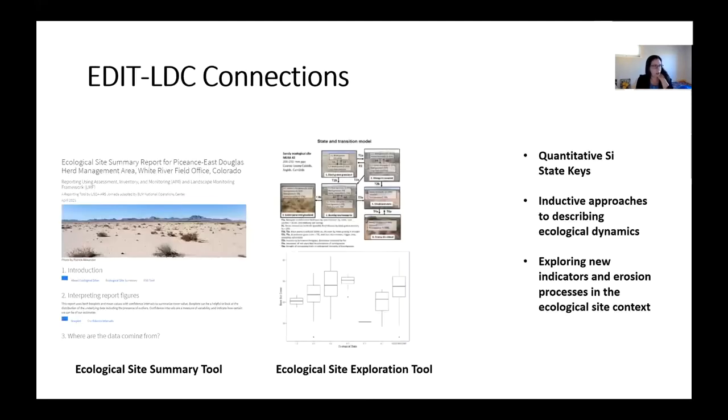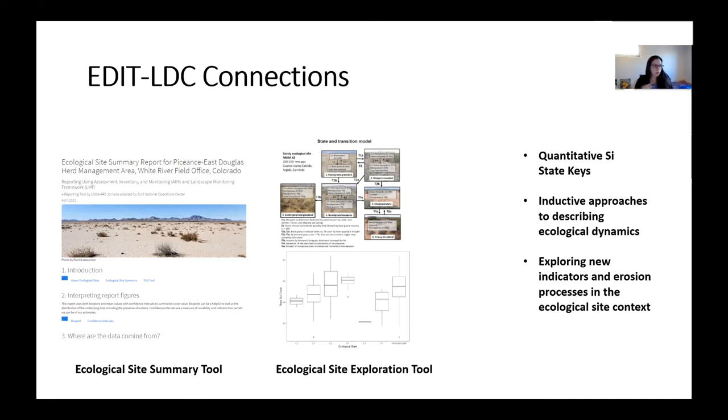We also have a number of other projects that revolve around EDIT and Landscape Data Commons connections, two of which are really driven by BLM and NRCS and a need to understand the quantitative monitoring data in the context of the conceptual state and state transition models. So we have the ecological sites summary tool, which allows us to summarize all of the monitoring data that was collected for a particular ecological site.